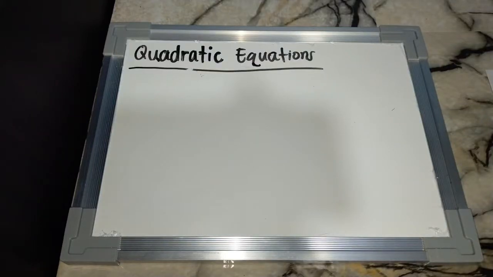Hi guys, we're here to discuss quadratic equations. But first, what is a quadratic equation? It is an equation of the second degree, meaning it contains at least one term that is squared.